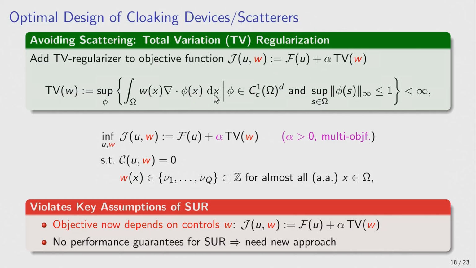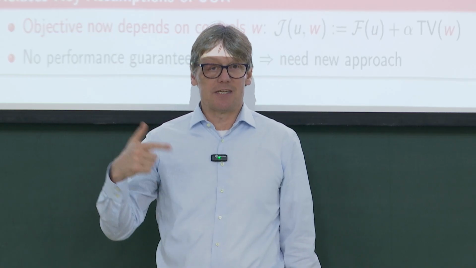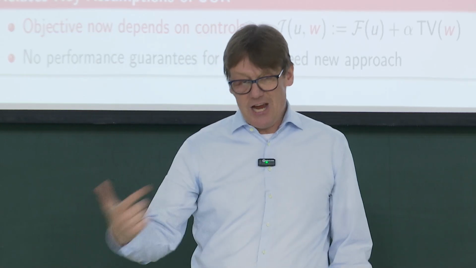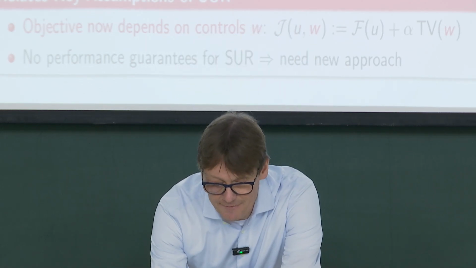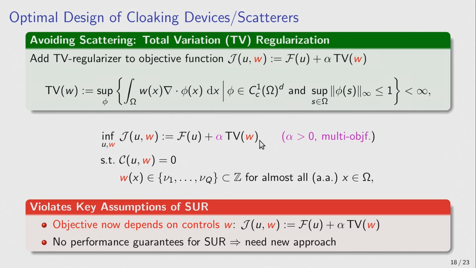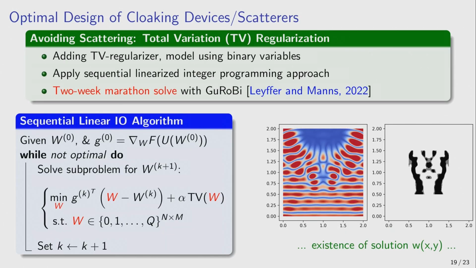You can set up this problem, but if you do, you can no longer use the sum-up rounding approach, because the sum-up rounding approach depends on the fact that the objective doesn't depend on the controls. Now the objective function that I have set up depends on my controls, and so this rounding approach no longer works. But we can still apply the trust region approach, and that's what we did. So Paul Muntz coded this up.